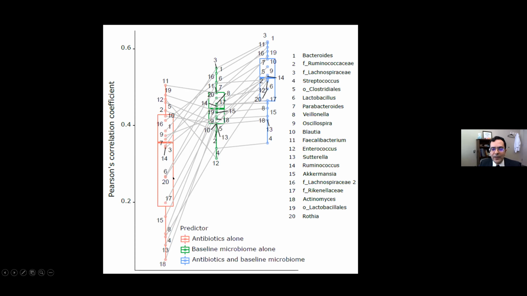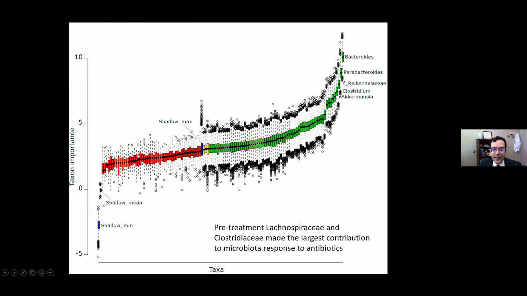Enterococcus, shown in 12, is not well predicted by the baseline microbiome. Rather, it's more strongly predicted by what antibiotics we are giving the patient. So there is a lot of information that you can obtain from this rich graph.